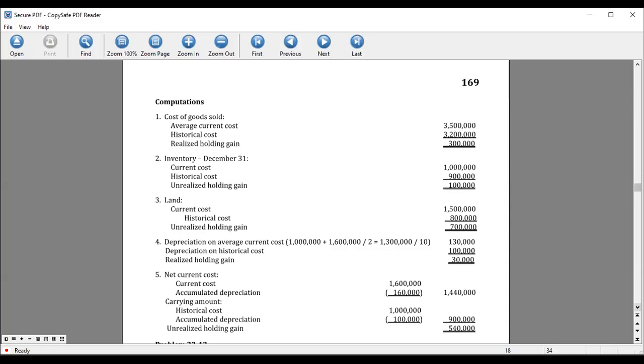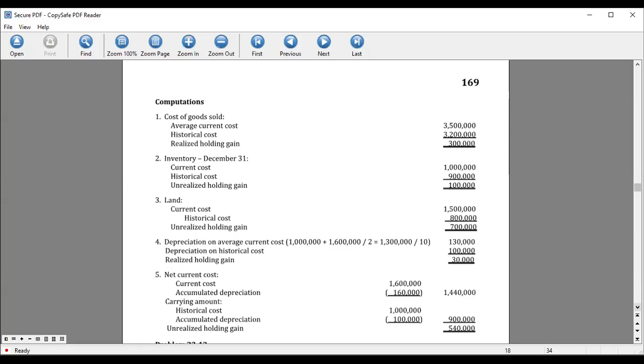Now for the supporting computations, we have the cost of goods sold, the average current cost of 3.5 million, historical is 3.2. So the current is higher than the historical cost. Now this is cost of goods sold. So we have a holding gain equal to 300,000. For the inventory, the current cost of 1 million, then we have the historical of 900. Again, we have unrealized holding gain. It's unrealized because the inventory is still unsold. Cost of goods sold is already a realized holding gain because we have already sold the goods.